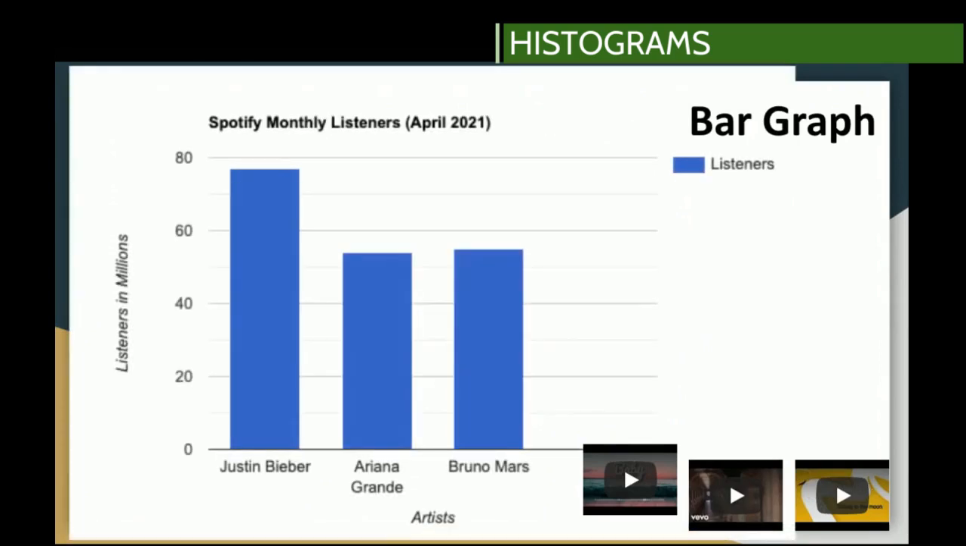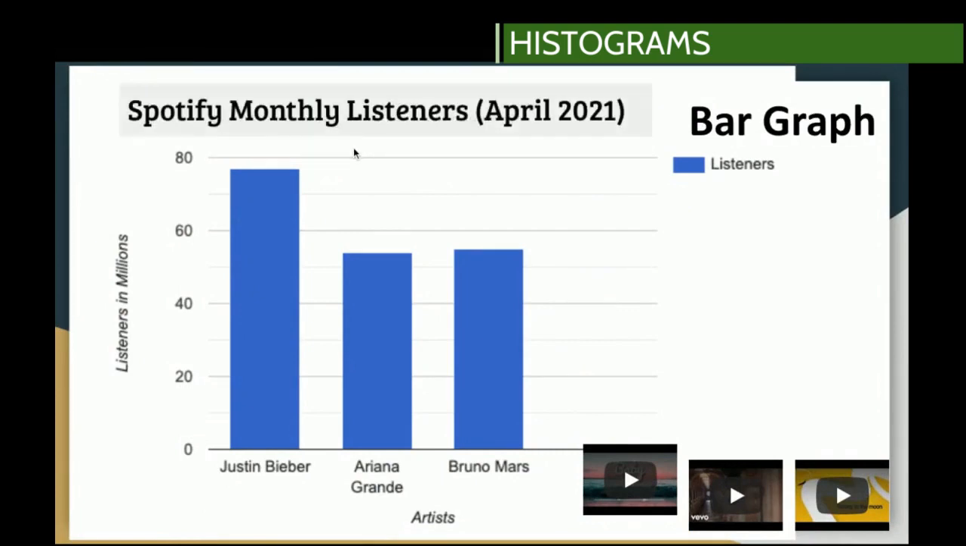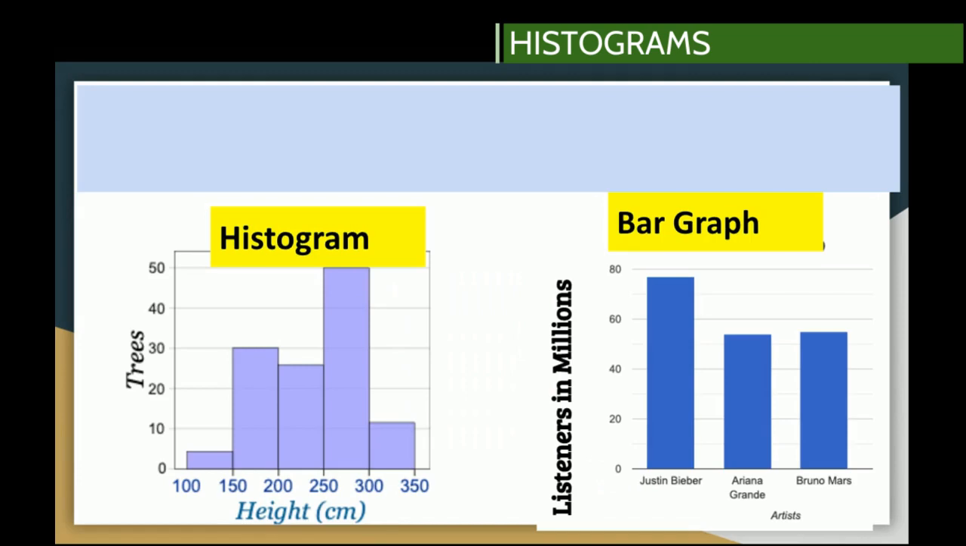Now, this is what a bar graph looks like, and this is an actual bar graph of people who listen to Spotify, just from April 2021, this month, with listeners in millions. And you can see how Justin Bieber has more monthly listeners than Ariana Grande and Bruno Mars.